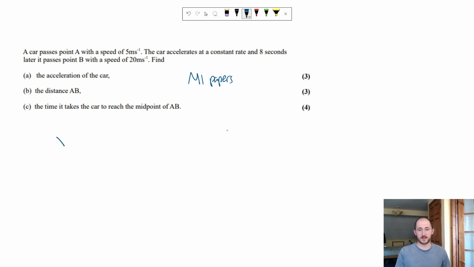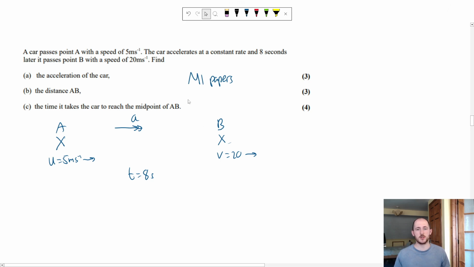Let's just draw the diagram once again. We have a point A and a point B. It's a constant acceleration, so let's fill that in right now. And 8 seconds later, we have a speed, so u is equal to 5 meters per second, going to the right. And we also have v is equal to 20, going to the right. And overall it takes 8 seconds. We don't know what the distance is, which is what part B is asking us, and we don't know what the acceleration is. Once again, let's write out what we know. So we have s is equal to don't know, and I don't care just yet. u is equal to 5. v is equal to 20.